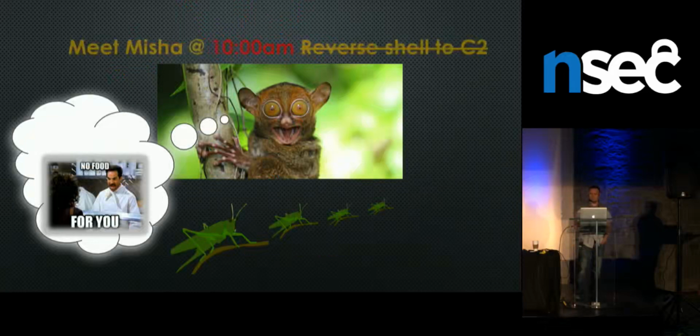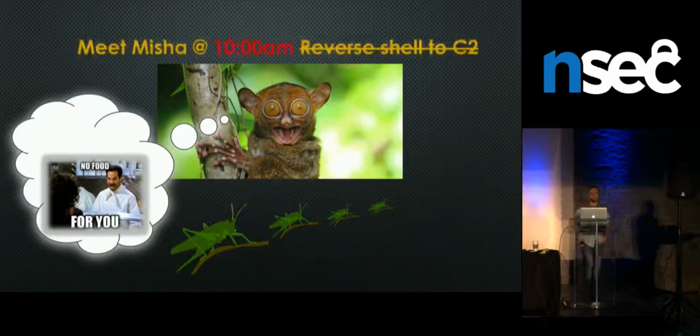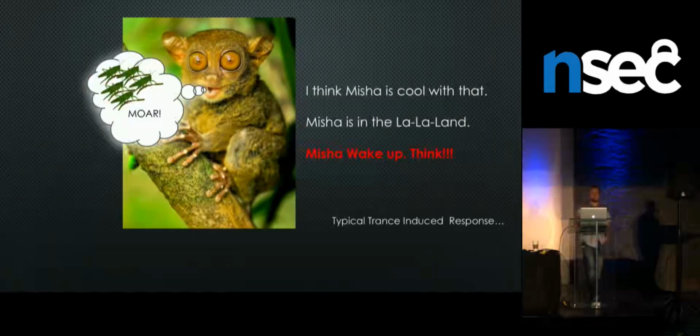That's Misha, really frustrated at 10 o'clock, hasn't been able to get out anywhere, and grasshoppers are a distant memory for Misha at this moment. He's losing his cool, he really can't reach his C2, but he actually needs to do that. So we're going to try to help him do this right here.